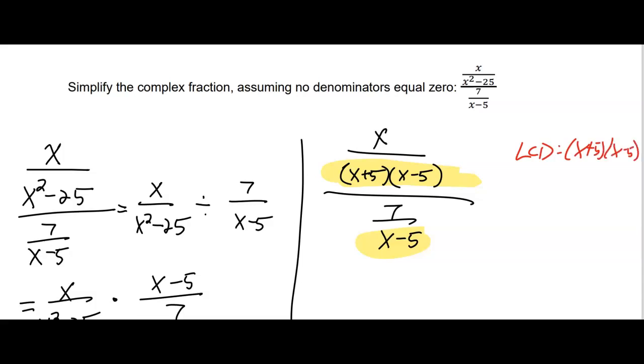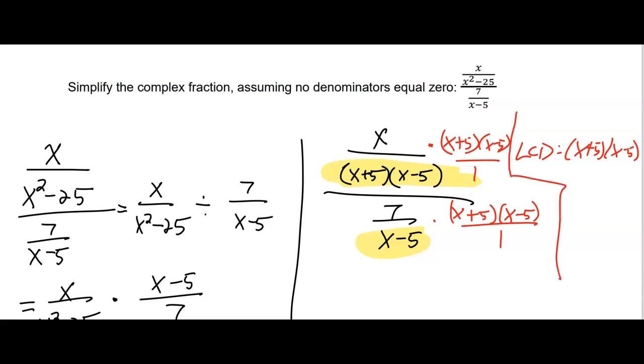And you multiply the numerator, all the terms, by x plus 5, x minus 5 over 1. And the denominator, same thing. It has to be the same thing, or else this is not a multiplying by 1 technique, and you will find yourself with mistakes. What this does is it clears out all the little mini fractions. What's left, we have just x in the numerator, and in the denominator we have the 7 and the x plus 5.